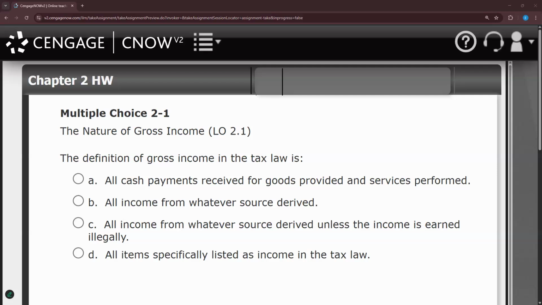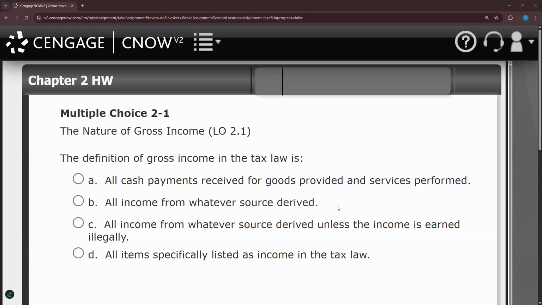The nature of gross income in the tax law is, it says all cash payments received for goods provided and services performed. No, because what if a client pays with a card? So A is the incorrect answer. B states all income from whatever source derived. That seems correct, but remember, anytime you are working on multiple choice questions, you want to go through each answer choice because you might think that something is the correct answer. There might be a better answer choice. So you want to go through all of them.